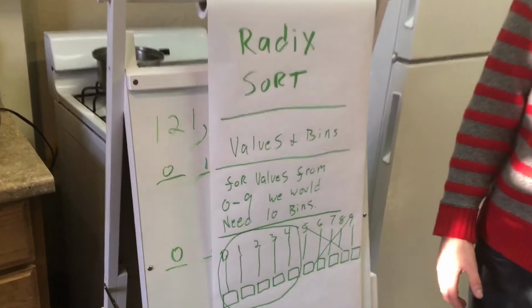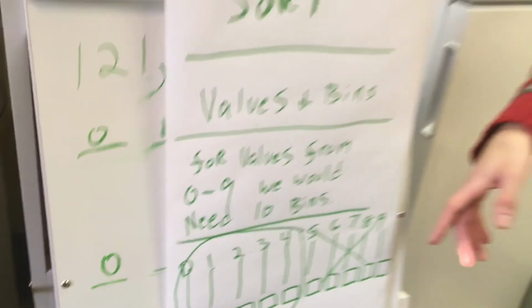So in summary, that's how Radix sort works. It's really fast if you have short numbers, and if you have numbers with values 0 through 9 in them. If you have longer numbers, it would take a little bit longer.